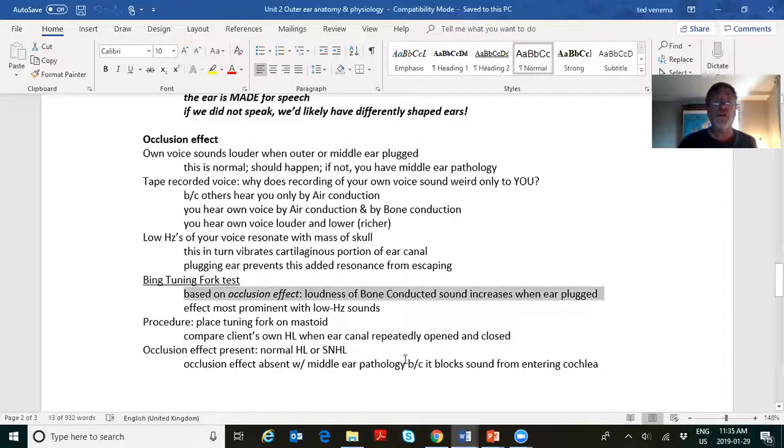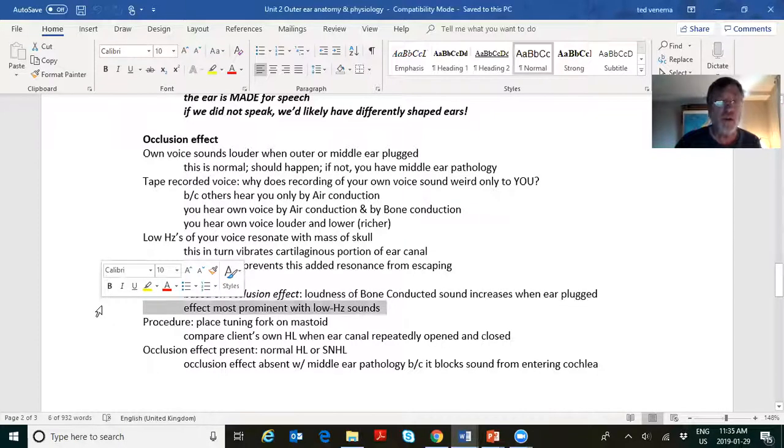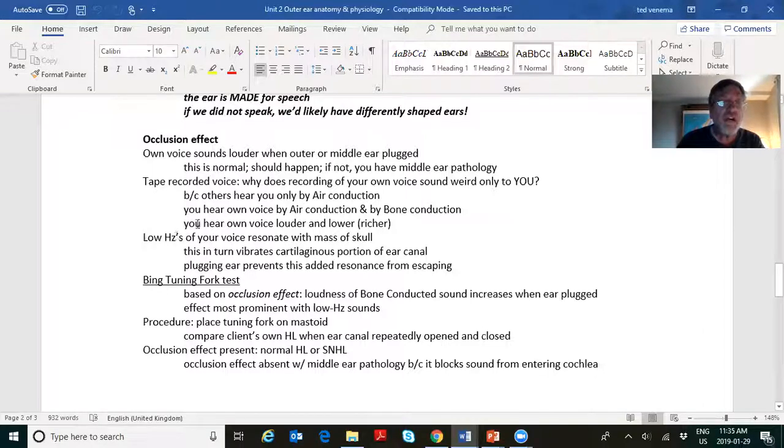Bone-conducted sounds, sounds coming through the bone, increase when your ear is plugged. And it's mostly pronounced for low frequencies because of the mass of your skull. And I may have even had you write it down in these notes, but there's 5 little pieces to it. Low frequency, and then I had you write bone-conducted sound of your voice resonate with the mass of your skull.